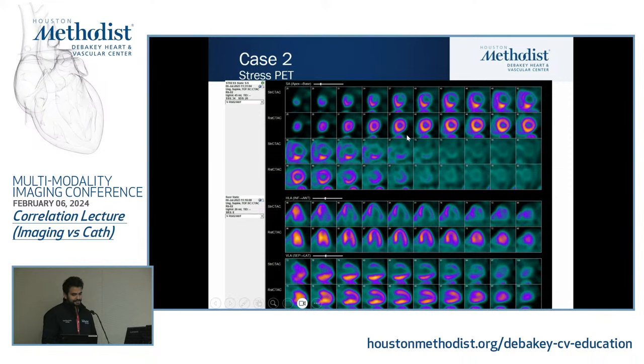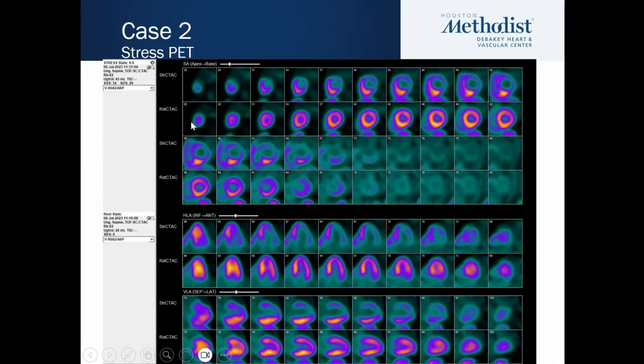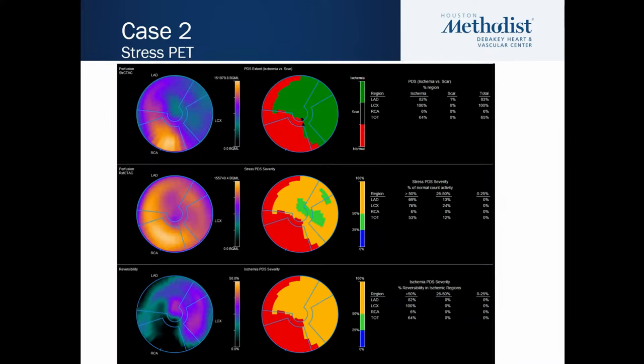In this test, again in the interest of time, stress is on top, rest on the bottom. We do rubidium PET, and this is rubidium with regadenoson. There's a large anterior and anterolateral defect, which extends all the way from the base to the apex and involves the entire lateral wall as well. Very large, very evident, a first-year cardiology fellow can pick up this defect.